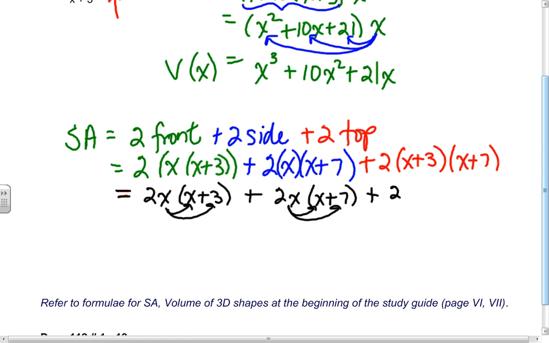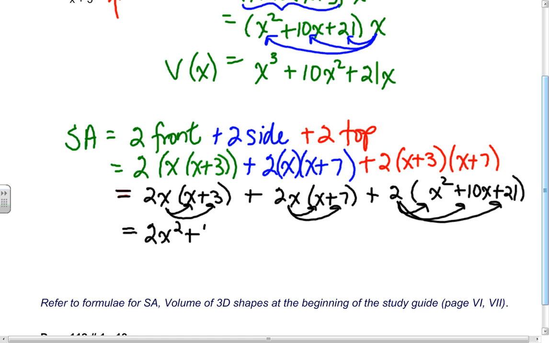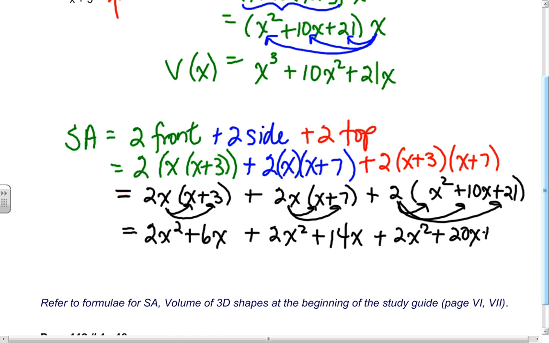Plus 2 times, and I'm going to do my FOIL so that in a moment I can multiply the 2 by each term. FOIL for x plus 3 times x plus 7 is x squared. Outside inside is 10x. 3 times 7 is 21. We've seen that before. Now we're going to use distributive law, remembering our rules of powers. 2x squared plus 6x. Next, plus 2x squared plus 14x. Next, plus 2x squared plus 20x plus 42.